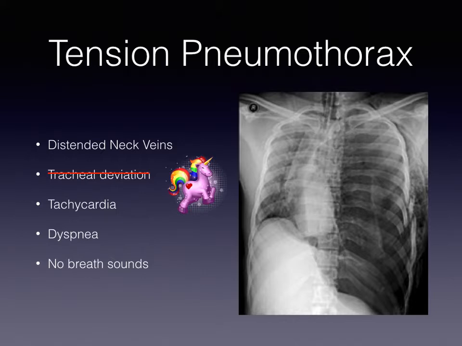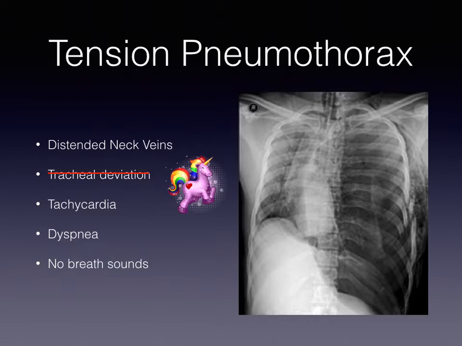So we call it kind of a unicorn. It's out there in theory. If you see it, take a picture of it. I'd love to see it. But I do not wait for a deviated trachea before I treat a tension pneumothorax, okay? As far as I'm concerned, you'll only see that on the test. And if you ever see it in real life, you've waited way too long to decompress the chest.